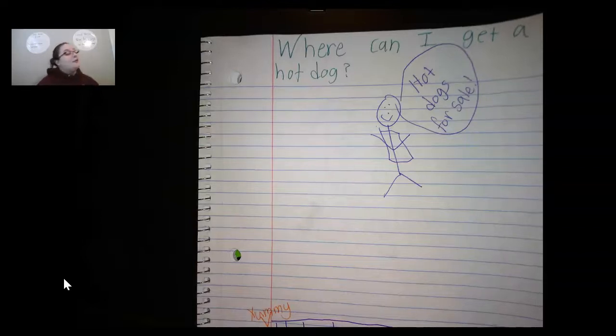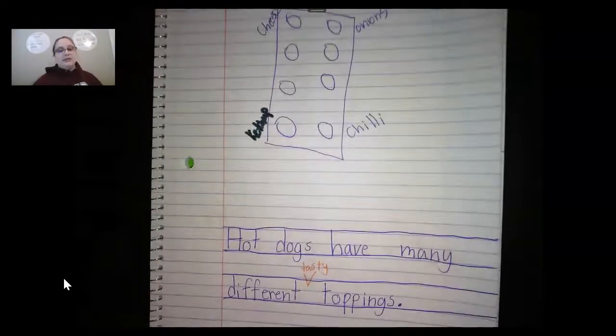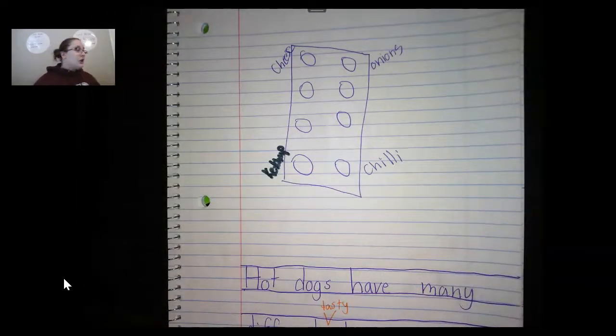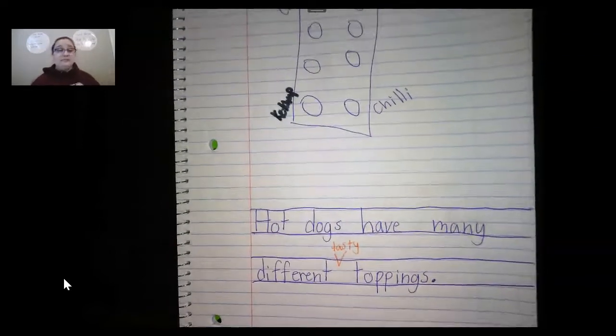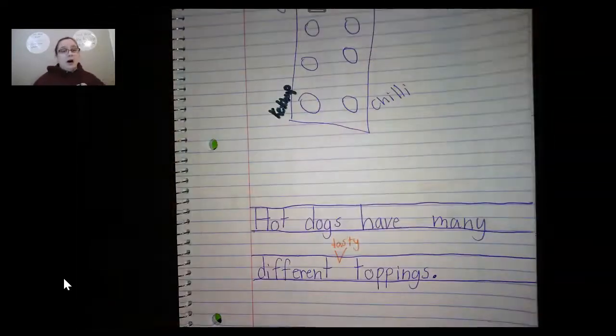Awesome job, friends. We're already halfway done with our assignment for today. So we have my third page, and it says hot dogs have many different tasty toppings. And then up here, I have the different toppings that can go on hot dogs. So this one's actually super easy. It's just about hot dog toppings. So for my heading, I could either write toppings for hot dogs or hot dog toppings, because this is all about hot dog toppings. So I think I'm going to go with hot dog toppings.